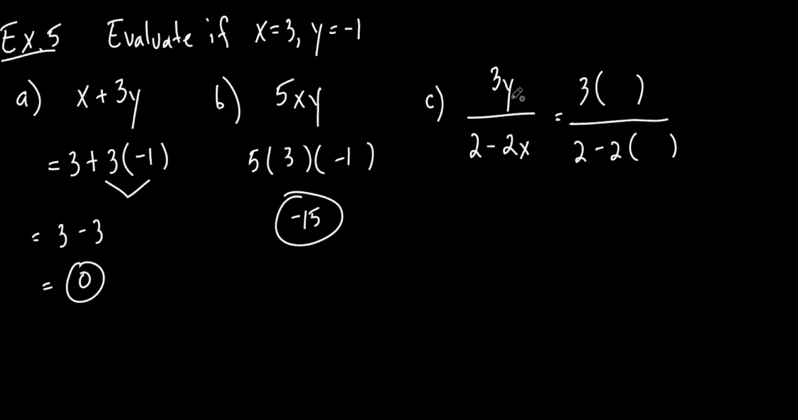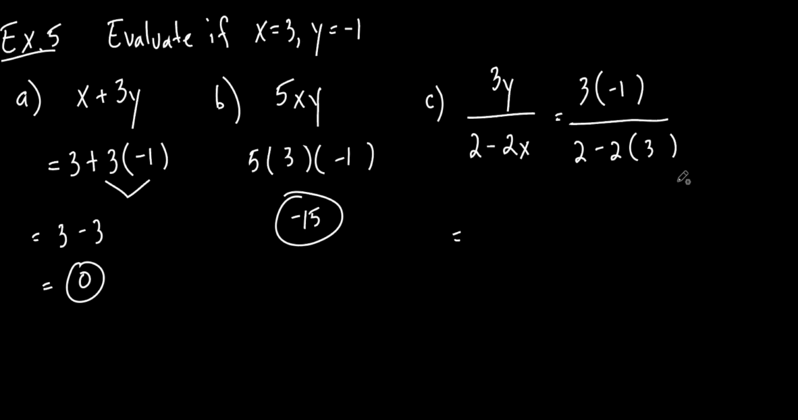Everybody see what I'm doing? I just rewrote this, but instead of y, I put parentheses. Instead of an x, I put a parentheses. Now let's just plug stuff in. What do I put in for the y? I put -1 because they told me that y was -1. So I put a -1 right there. What do I put in for this? Whatever the value of x is. What's x? It's 3, so I put a 3 in for that.